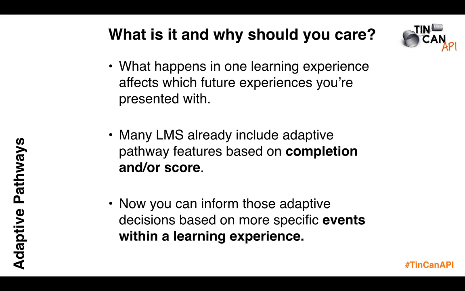Or if you want to look at some very detailed element of a particular experience, maybe it's an e-learning course launched from the LMS, you can't, again, use that with the adaptive pathway features because the LMS doesn't have access to that particular piece of data. So using Tin Can, you can inform these adaptive decisions based on more specific events within the learning experience and also based on activity that happens outside of the LMS.